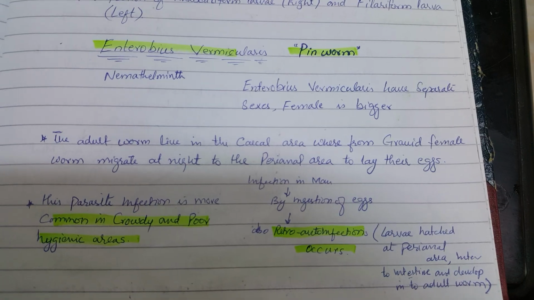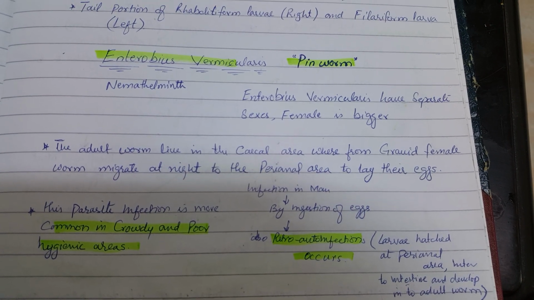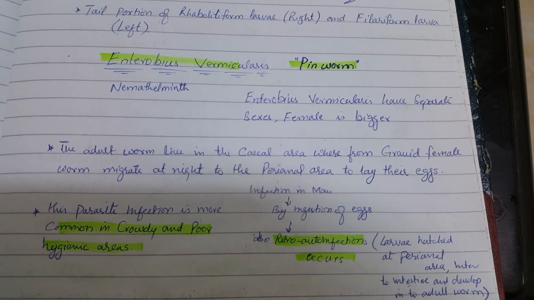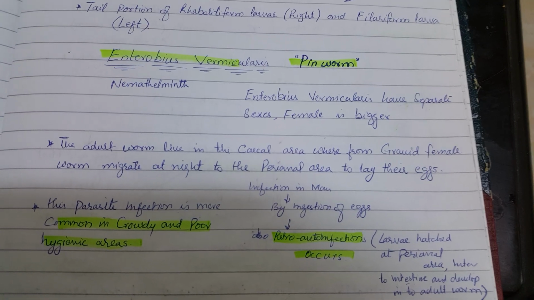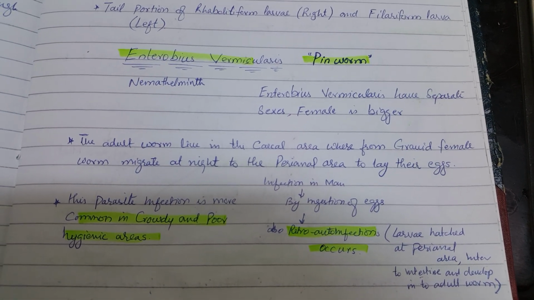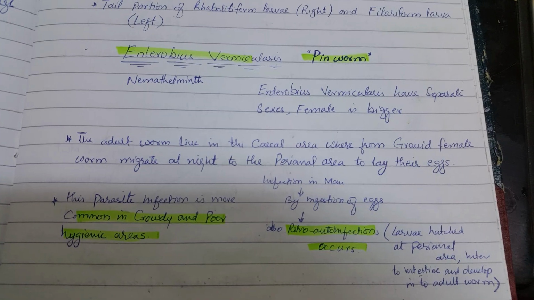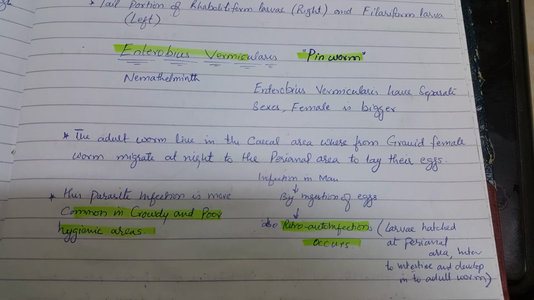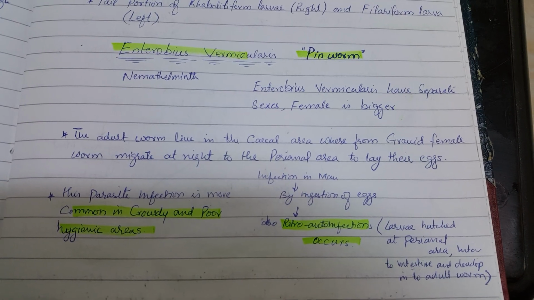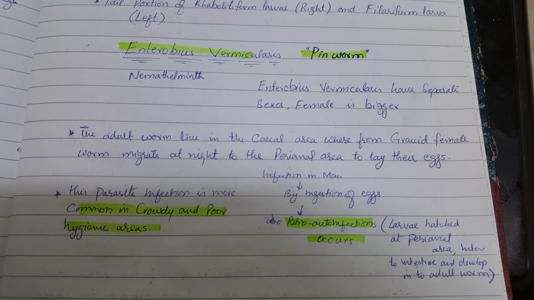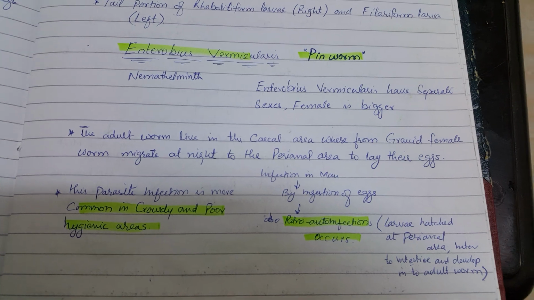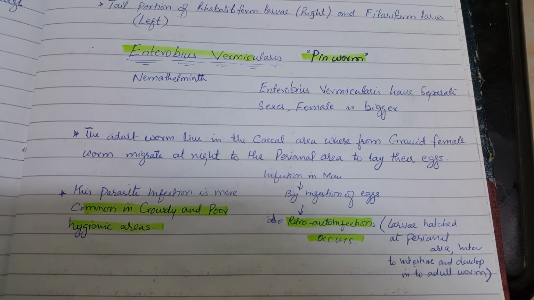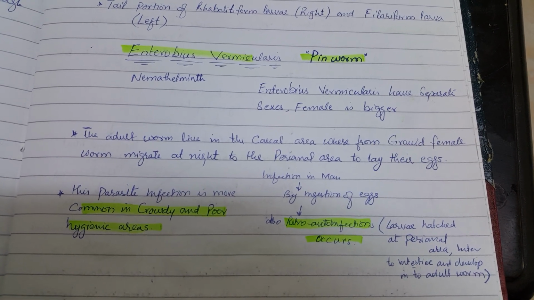flattened. Enterobius vermicularis is a pinworm and nematode, and the female is bigger than the male. The adult worm lives in the cecal area, from where the gravid female worm migrates at night to the perianal area to lay her eggs. Infection in humans is by ingestion of the eggs, or retro-autoinfection also occurs when the larva hatches at the perianal area, enters the intestine and develops into the adult worm.